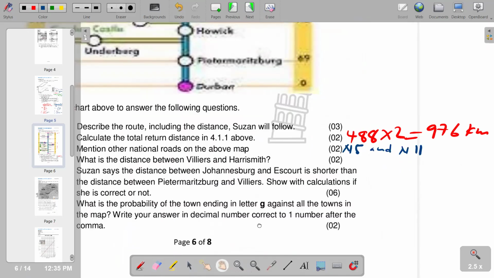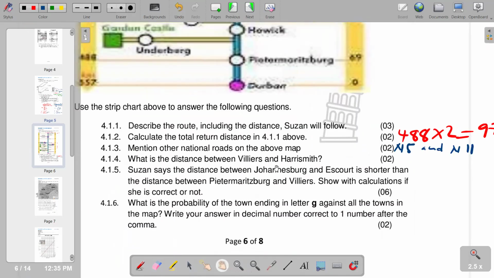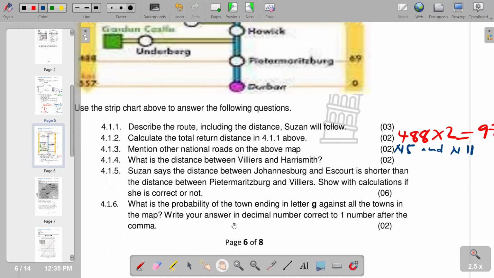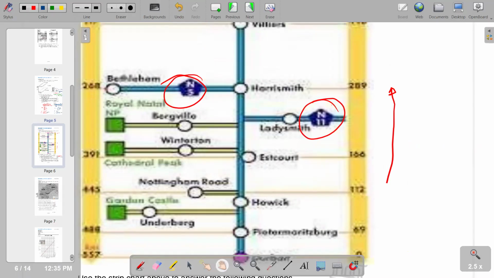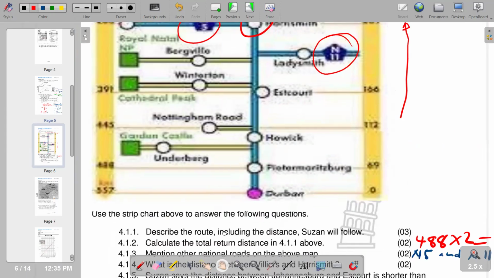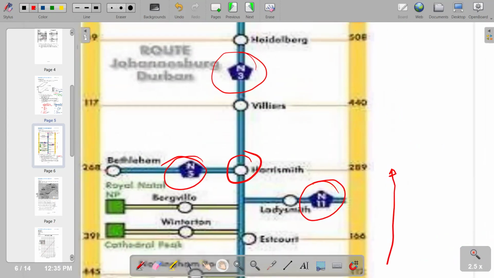Then on the next part, what is the distance between Villiers and Harrismith? So we identify the Villiers and then we identify Harrismith. Harrismith is on this part. And we check where we have our Villiers, which we are going to have on this part. So Harrismith and Villiers. So we check what distance do we have there. Of course, here we have got 440, and here we have got 289.